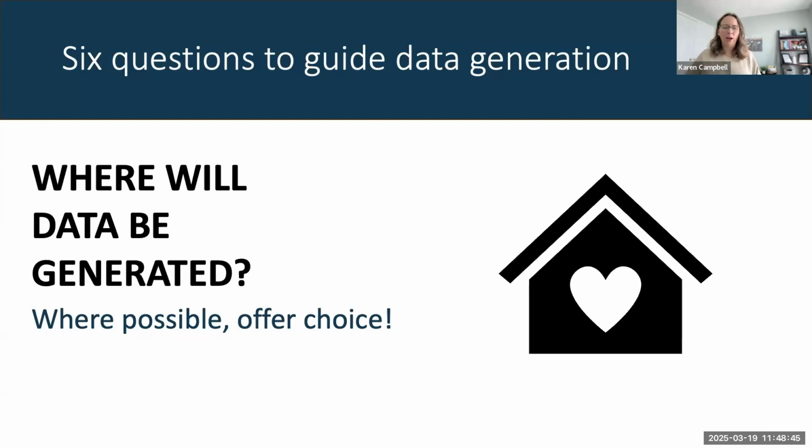So another thing that you want to think about is where will the data be generated? Where you can, I often encourage you to offer choice. Where you go will absolutely influence how the data is generated. So if you're in a busy coffee shop and it's difficult to hear, or they're worried somebody's going to overhear them, that's not great. If you're in a home where you don't feel safe, that's not great for you either. So really think about where is the best place.